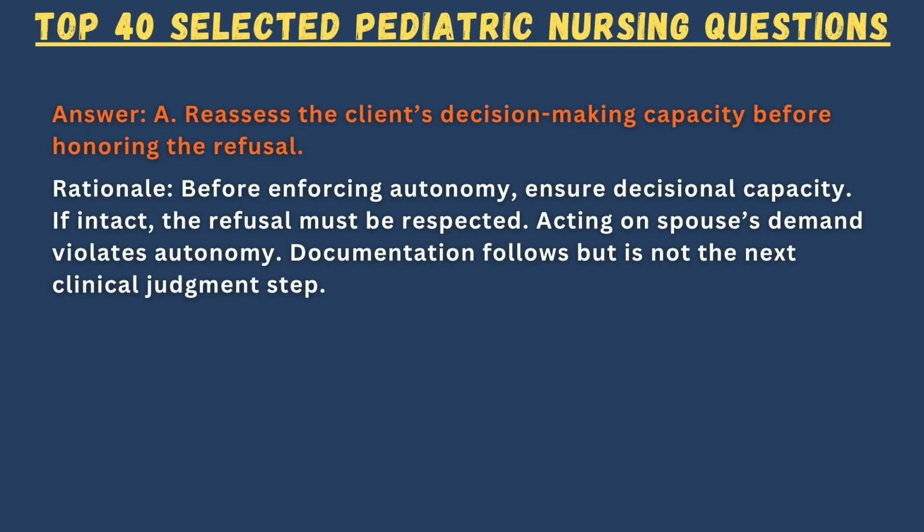Rationale. Before enforcing autonomy, ensure decisional capacity. If intact, the refusal must be respected. Acting on spouse's demand violates autonomy. Documentation follows, but is not the next clinical judgment step.